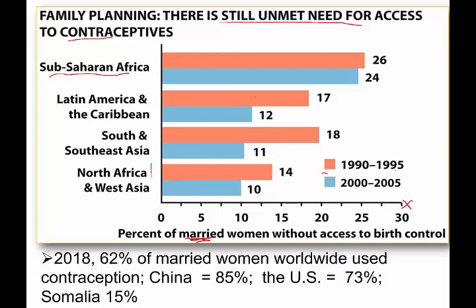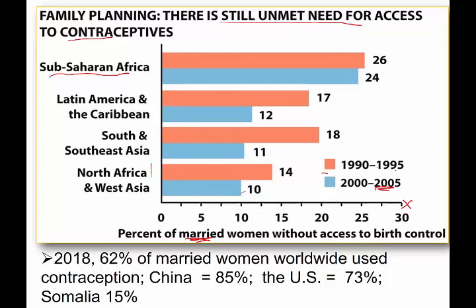You can see that in Latin America and the Caribbean, there's been a bit of a drop in the need for access to contraceptives. The same is true of South and Southeast Asia. North and Western Africa has declined, but not as much. So there is still a need for access to contraceptives. However, it is declining. You can see this data only went up to 2005.